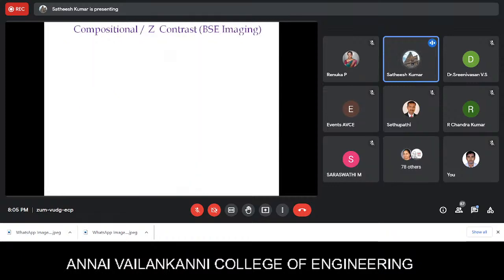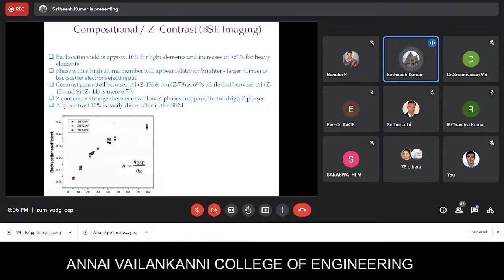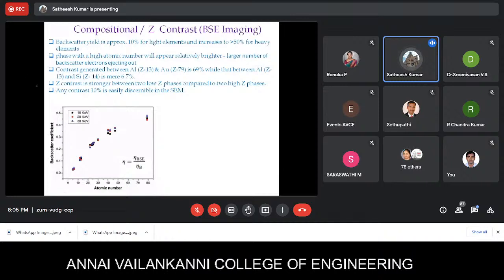So how is this imaging going to occur? As you can see, the backscatter yield is approximately 10% for light elements. This is a plot where eta defines the backscatter yield, which is nothing but the number of backscattered electrons divided by the number of electrons in the incident beam.